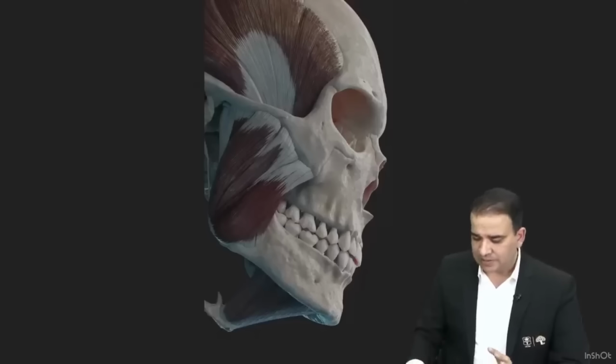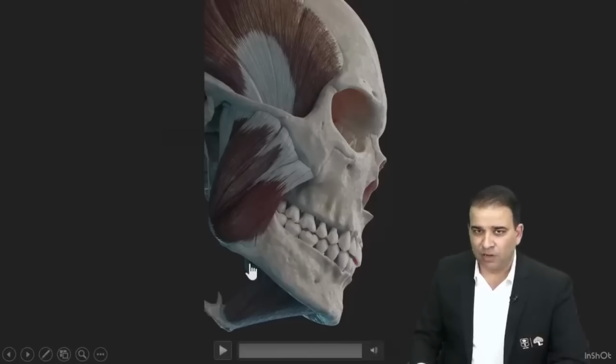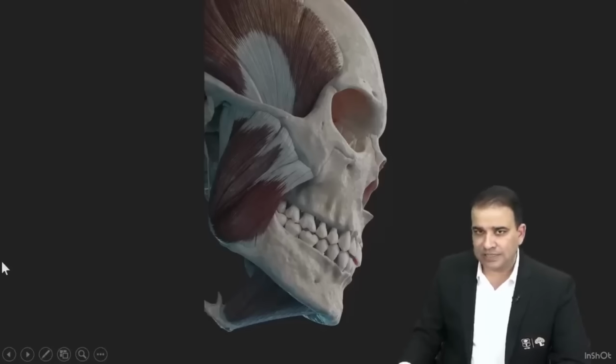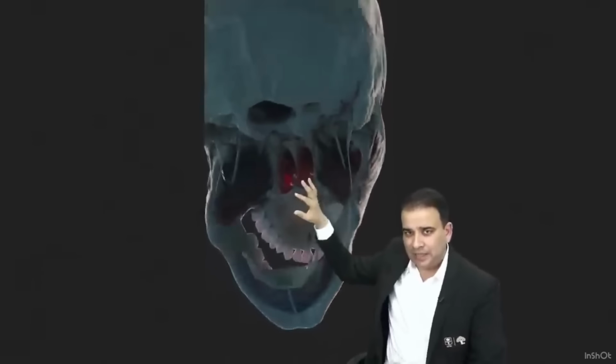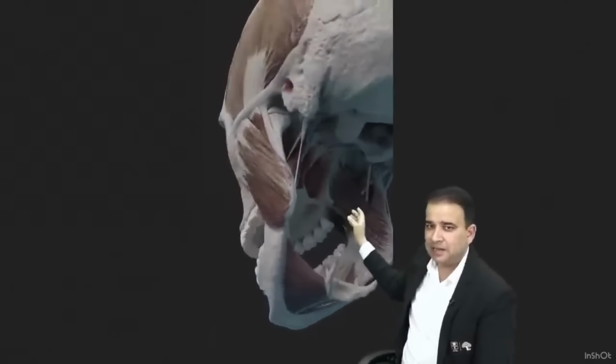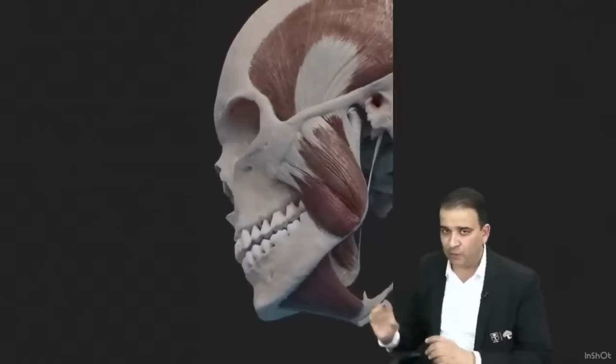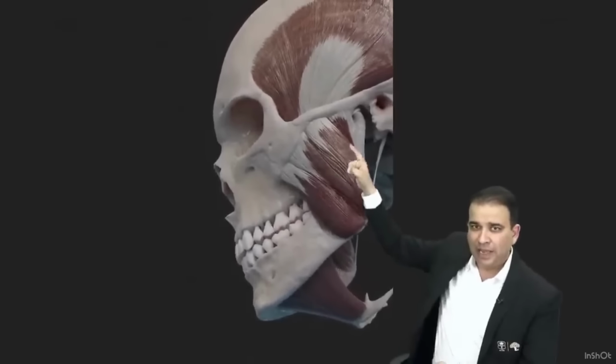Now, first of all, just get oriented based on this small animated video here. What do you see, guys? When you look at this, the temporalis and masseter muscles are outside, and the muscles that we can see inside here are the medial pterygoid and the lateral pterygoid. Once again, look at the masseter muscle outside and the temporalis inside.